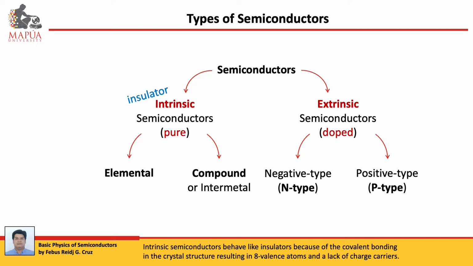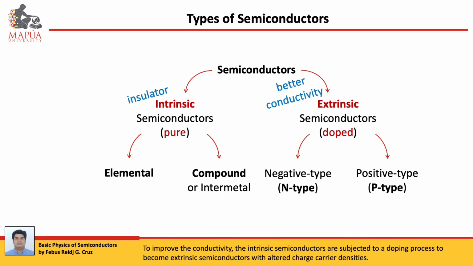Intrinsic semiconductors behave like insulators because of the covalent bonding in the crystal structure, resulting in 8 valence atoms and a lack of charge carriers. To improve the conductivity, the intrinsic semiconductors are subjected to a doping process to become extrinsic semiconductors with altered charge carrier densities.